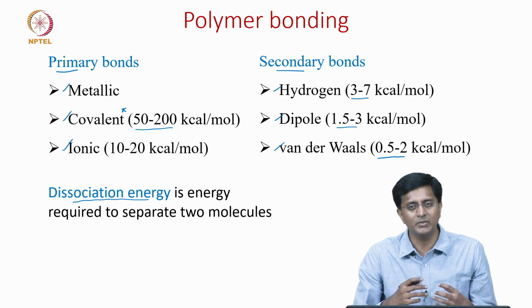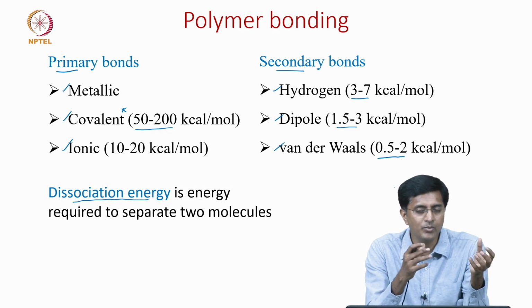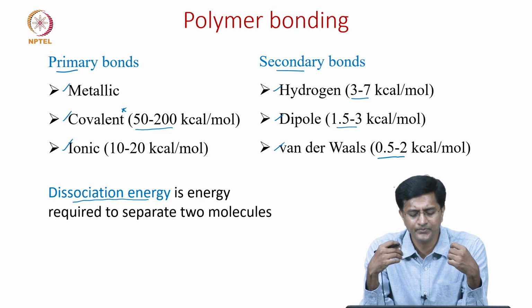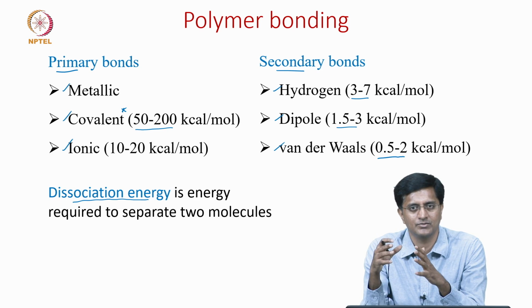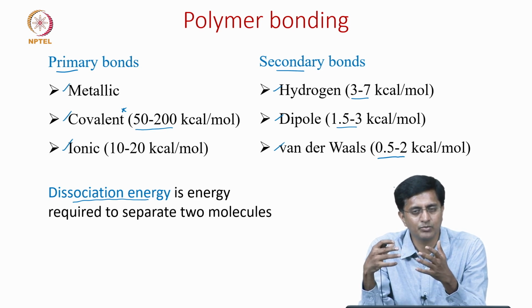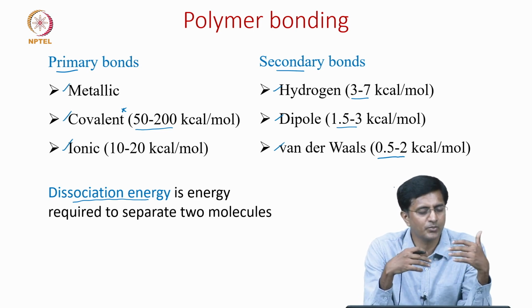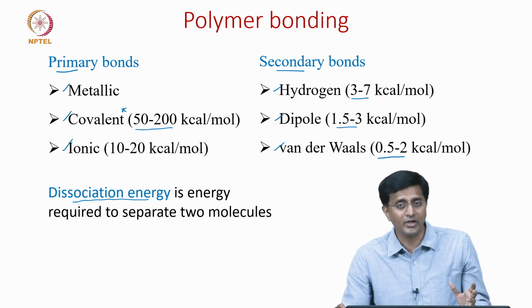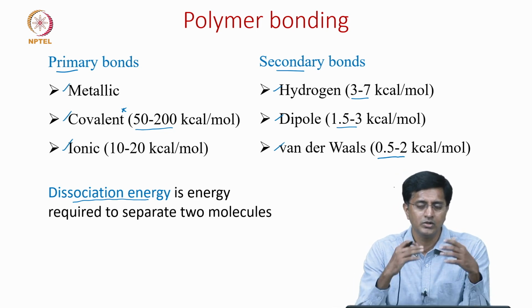So, what it means is, if a polymer has, let us say, both primary and secondary bonds and you are supplying energy in the form of heat, then the first things to break or melt are the secondary bonds, because the amount of energy it takes to break them is small. But if you supply more and more energy, eventually there is sufficient energy to even break these covalent bonds.